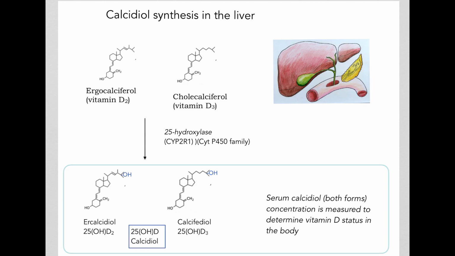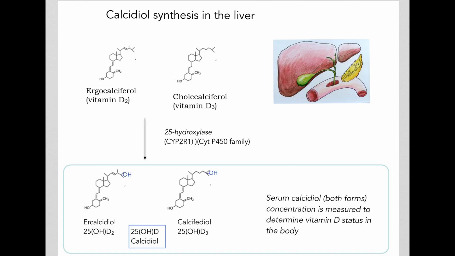So these biomolecules D2 and D3 are sent from the keratinocytes as well as from the GI tract to the liver. And in the liver, ergocalciferol, vitamin D2, is converted to one form of calcidiol, while the vitamin D3 or cholecalciferol is converted into another form of calcidiol. And this reaction is carried out by the liver enzyme 25-hydroxylase, also called CYP2R1, which belongs to the cytochrome P450 family.